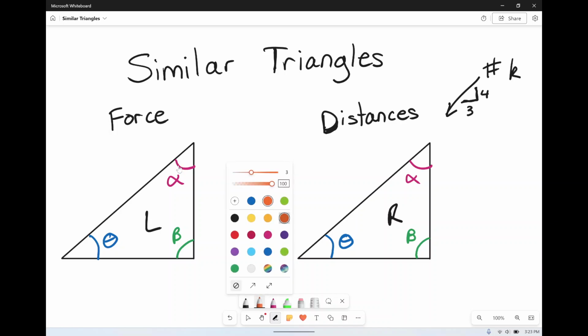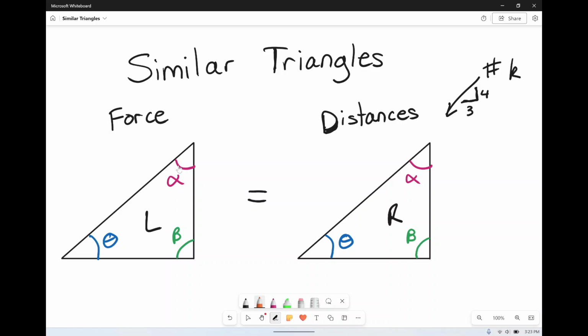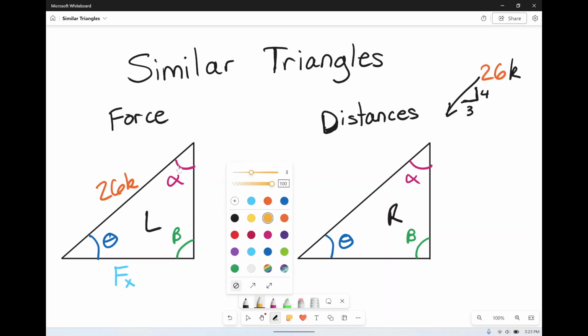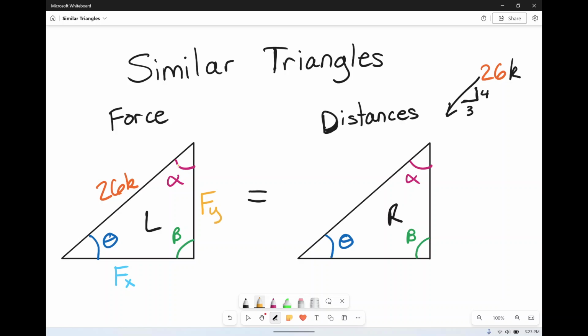So I'm going to come over here with a brand new color, orange, and let's say that we have 26 kips. Yep, we've got 26 kips. So this force, this number over here, is actually 26 kips. And we want to break it down and find the x and y components. So the x component is going to be force x and the y component is going to be force y. Obviously makes sense.